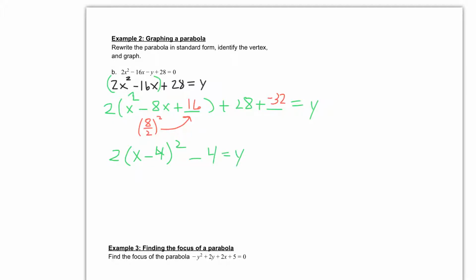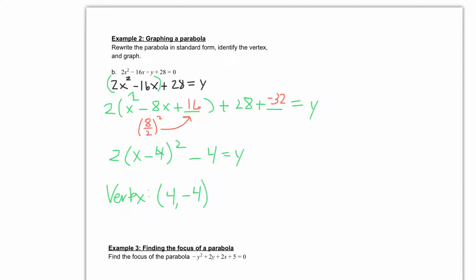The next thing I need is my vertex. To find my vertex, I need my h and my k. My h is going to be with the x, and my k is going to be on the outside this time. So opposite of what it was in example 1. So my vertex is the point 4, negative 4.